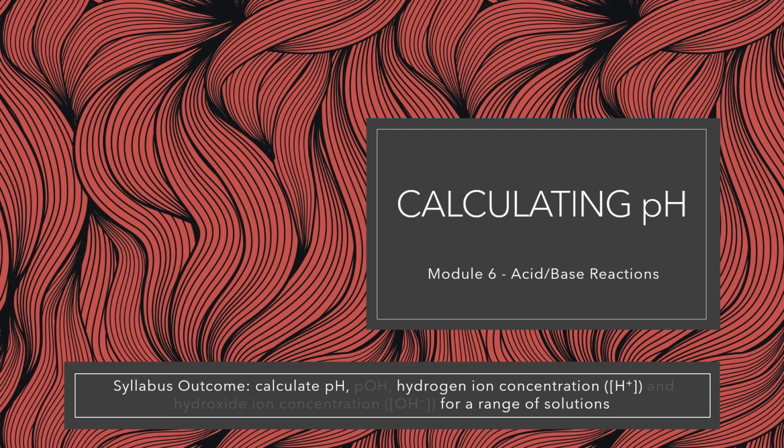Now, syllabus outcome, it's only part of a syllabus outcome. So it's calculate pH, hydrogen ion concentration for a range of solutions. The pOH and the hydroxide ion concentration we're going to do in a future lesson, but today we're just going to focus on pH.